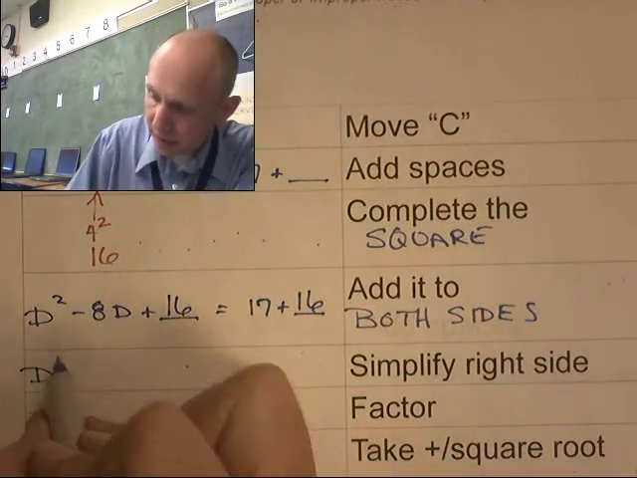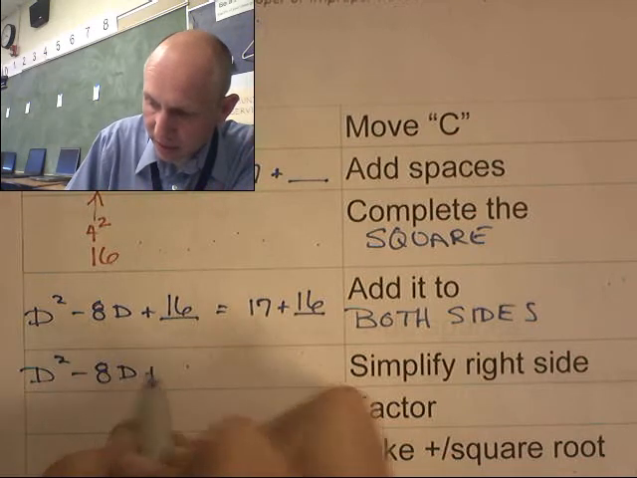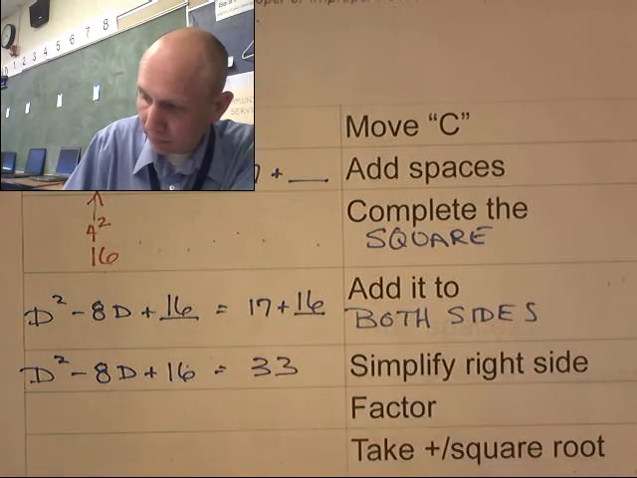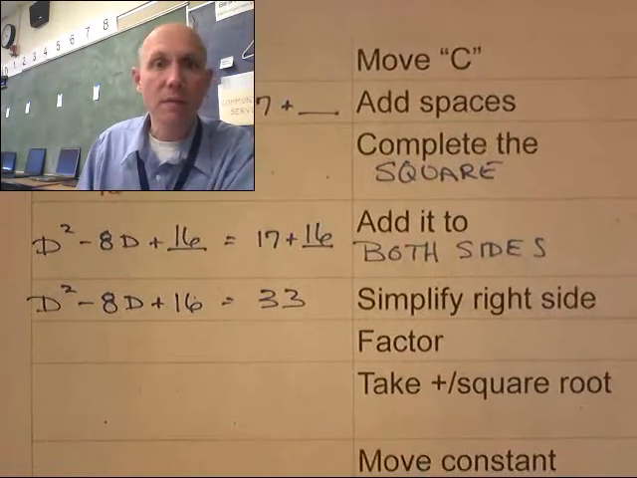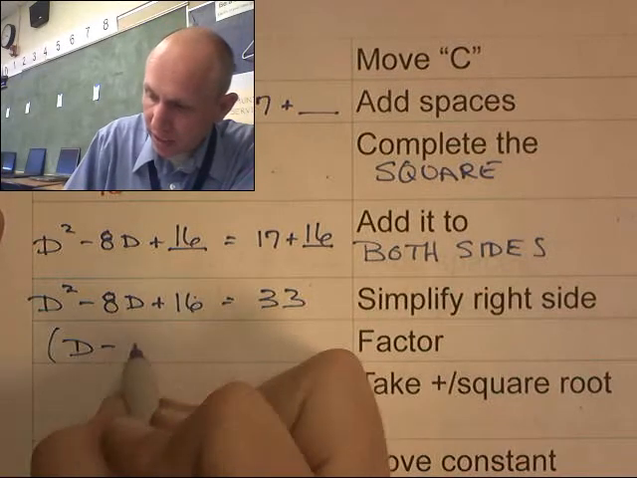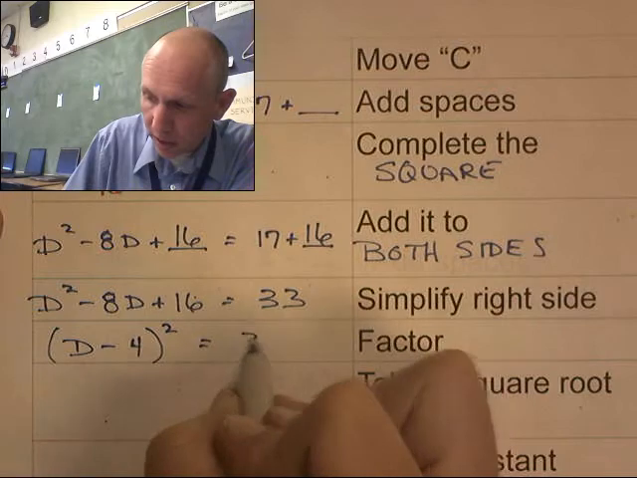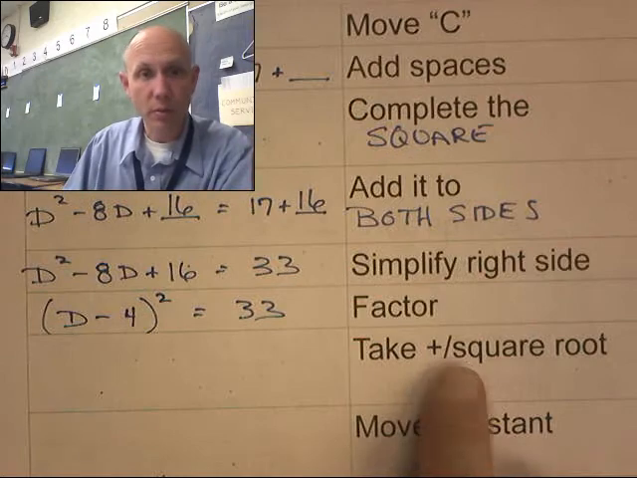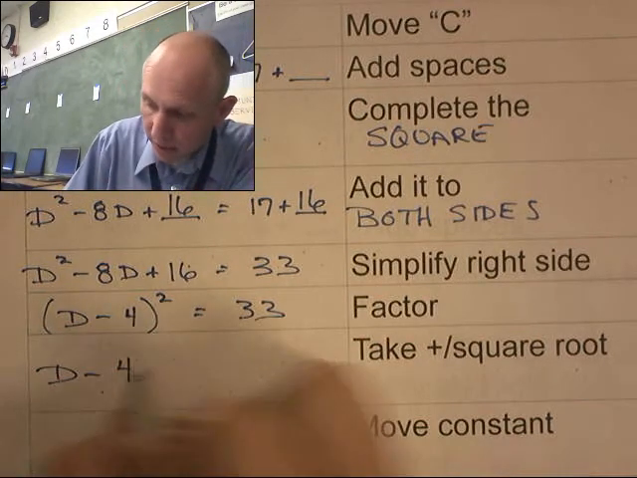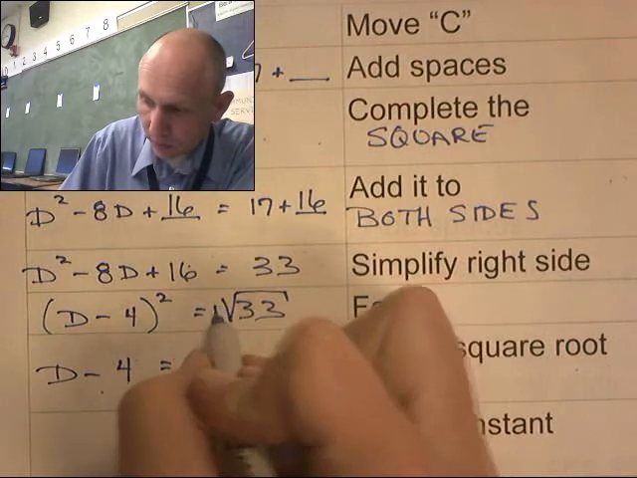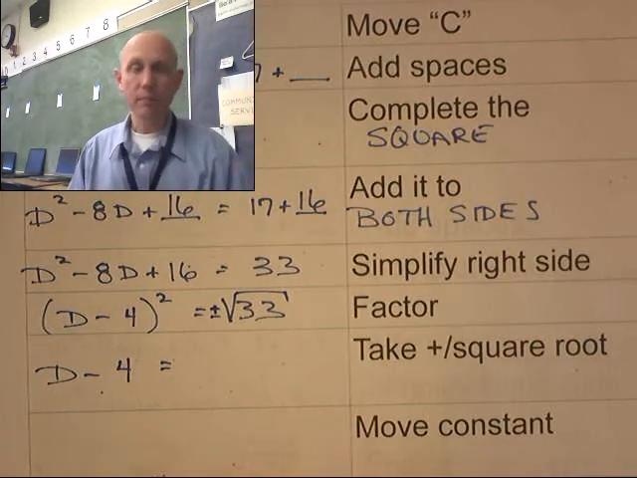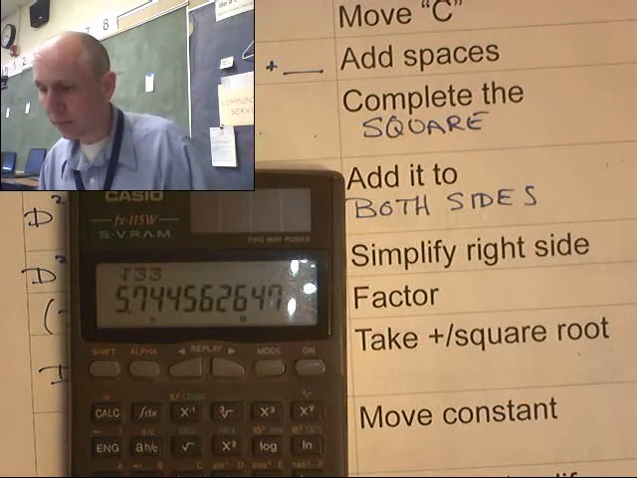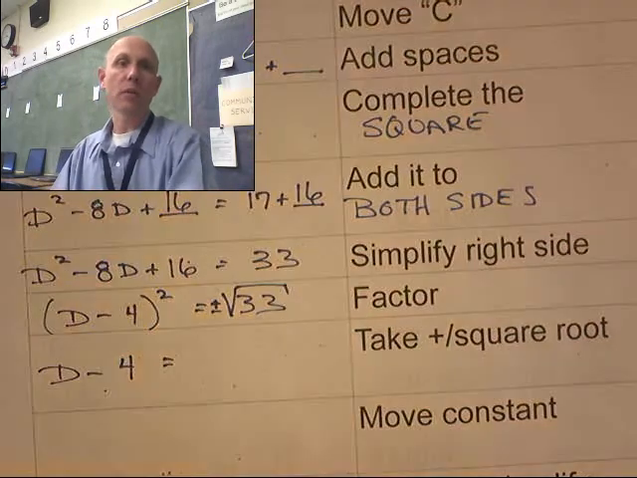Simplify the right side. D squared minus 8d plus 16 equals 33. Factor. D minus 4 squared equals 33. Take plus or minus the square root. D minus 4 equals plus or minus the square root of 33. Square root of 33 is 5.744, so we're going with 5.74.